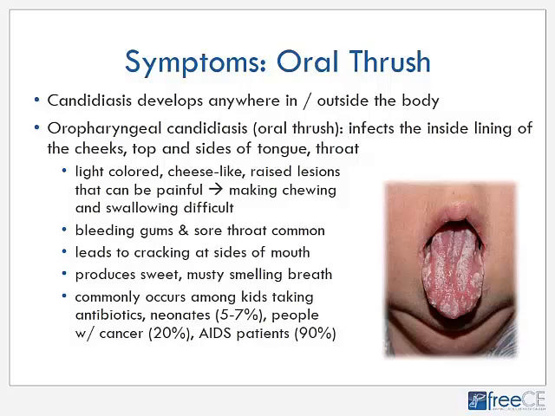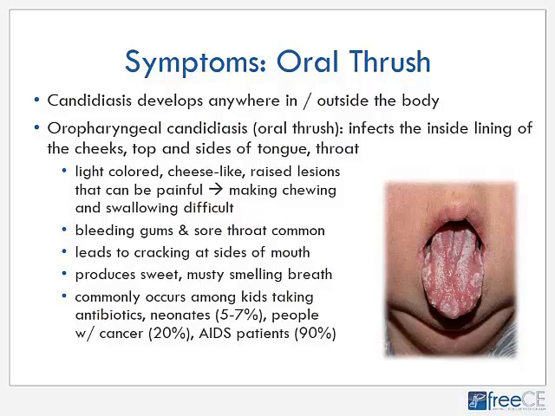It's important to note that candidiasis can essentially develop anywhere inside or outside of the body. Oropharyngeal candidiasis, commonly called oral thrush, infects the inside lining of the cheeks, the top and sides of the tongue, and can spread to the back of the throat.